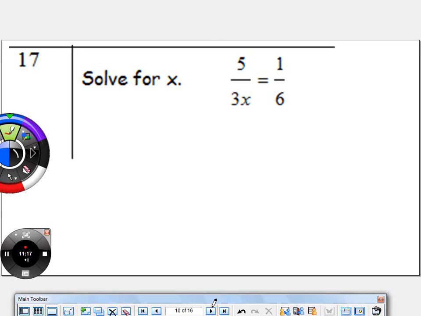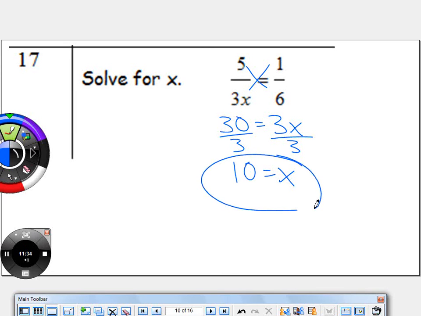Number 17. Solve for x. Okay, this is a proportion, so we solve it by cross multiplying. So that's going to be 5 times 6, which is 30, and this is 3x, and then you can just divide by 3. So x equals 10.